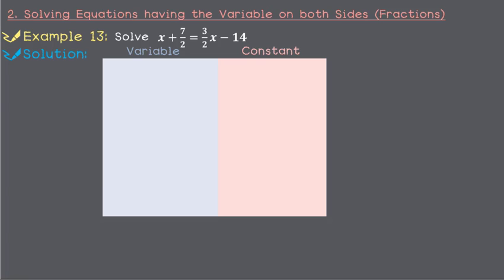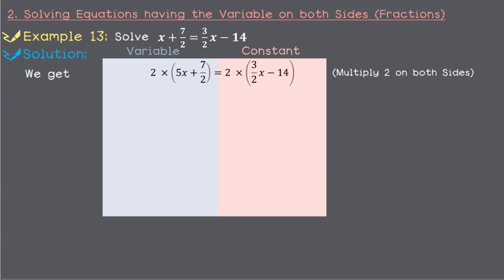How did we get 2? I got 2 because that's the least common multiple of 2 and 2, the smallest number that is divisible by 2 is 2. So we multiply by 2, and we get rid of the fractions. Let's see what happens. So we will multiply out.